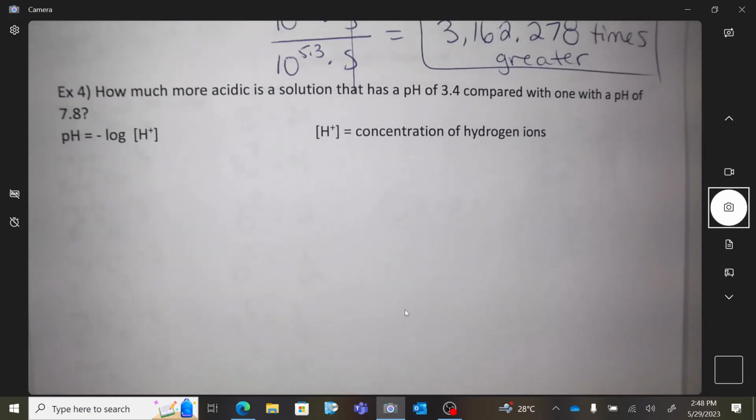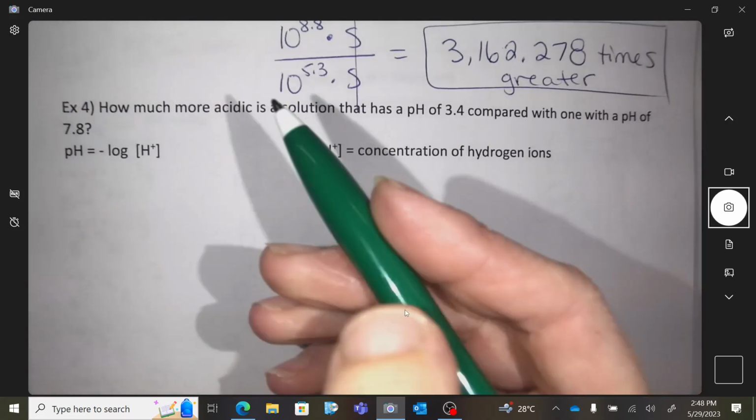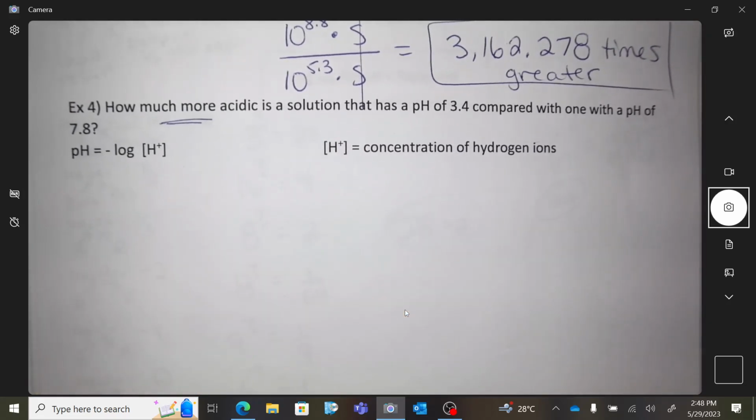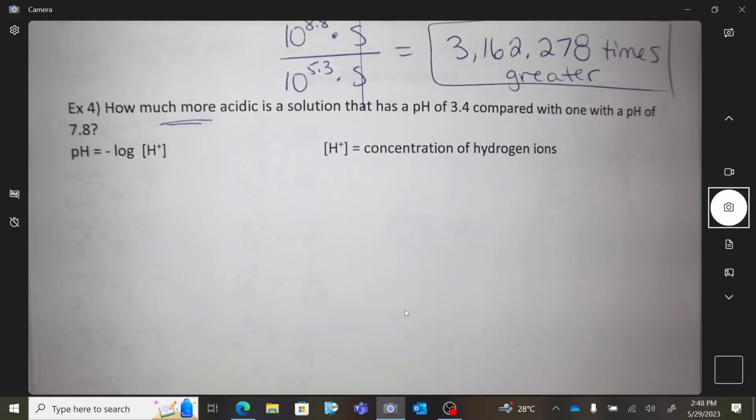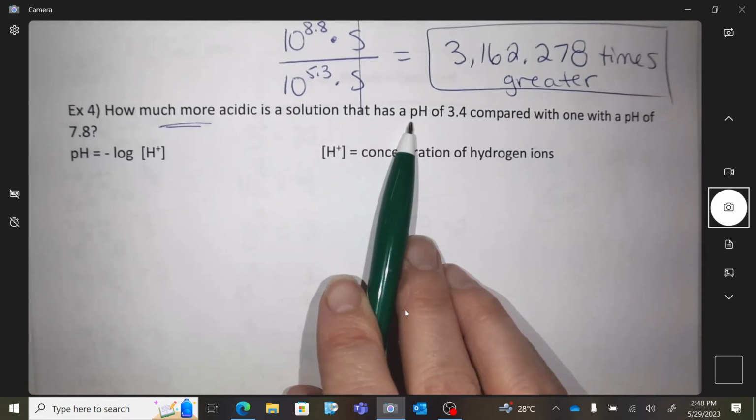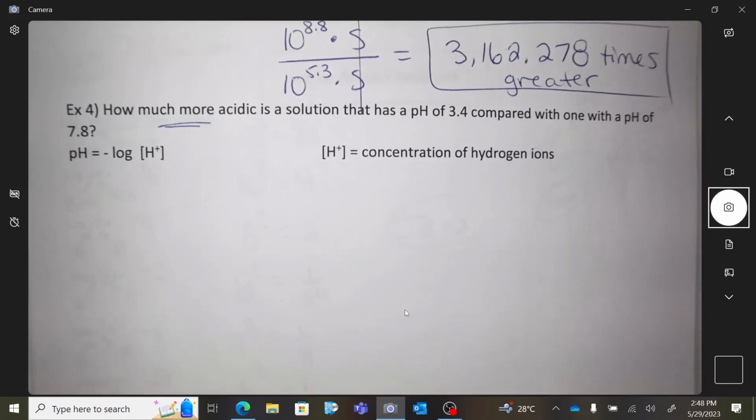Last question. How much more acidic is a solution of pH 3.4 compared with one of 7.8? I'm already seeing that I'm going to do the same thing at the end. I'm going to divide two things. Now we gotta actually do this.